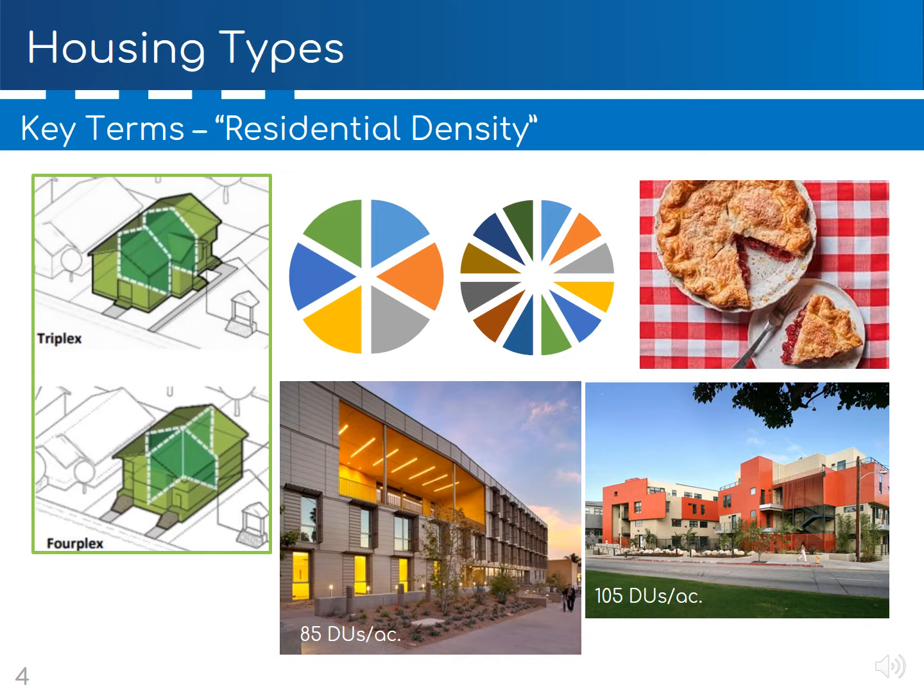The 85 dwelling unit per acre project is a mix of studio, 1, and 2-bedroom units, while the 105 dwelling unit per acre project, though the same number of stories, consists almost solely of studio units.